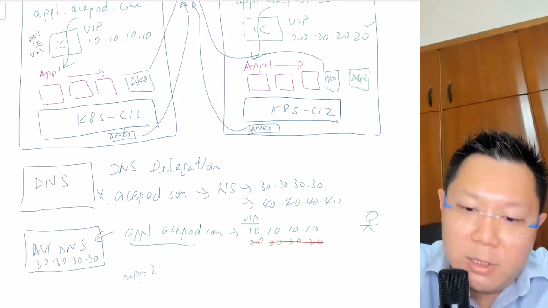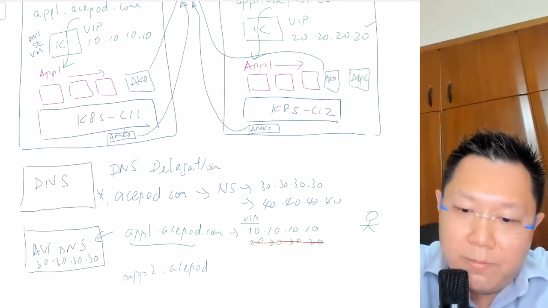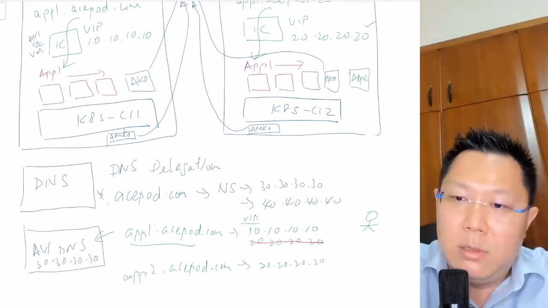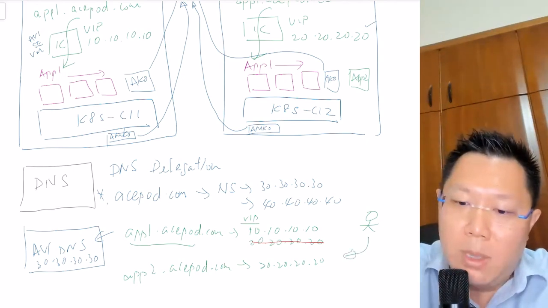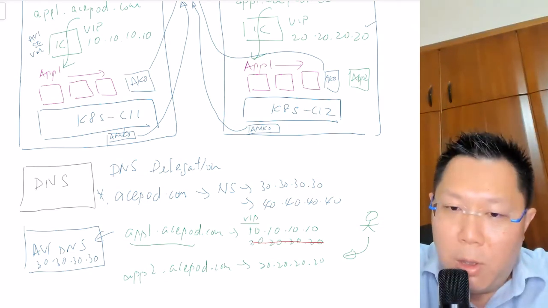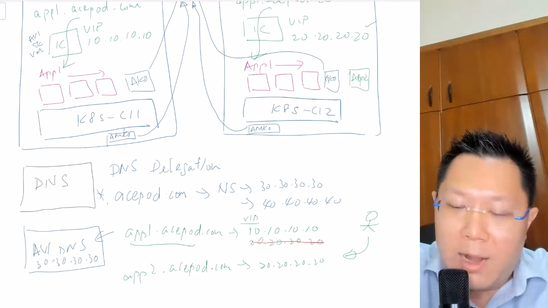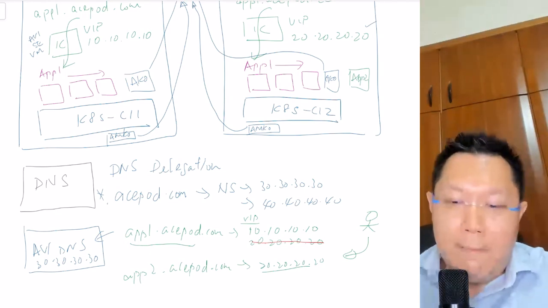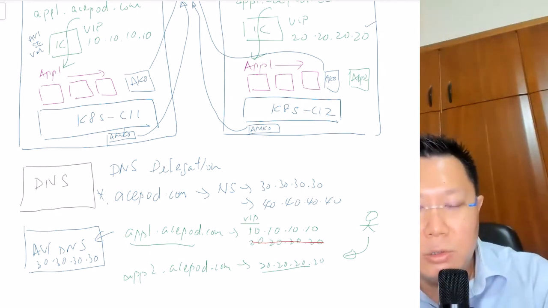So what will happen is, once you create this ingress, they will update with just 20.20.20.20. And when your user queries app2.aceport.com, they will not be given just a static record, which is either one of the 10.10.10.10 or 20.20.20.20. They will just be given whatever is up. So basically, this is the high level overview of the solution.